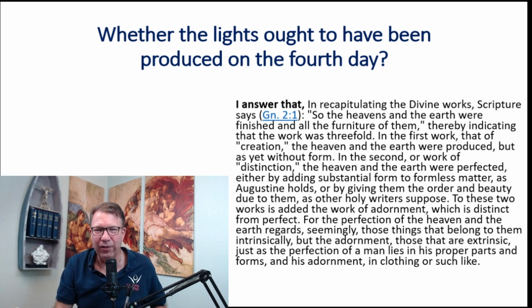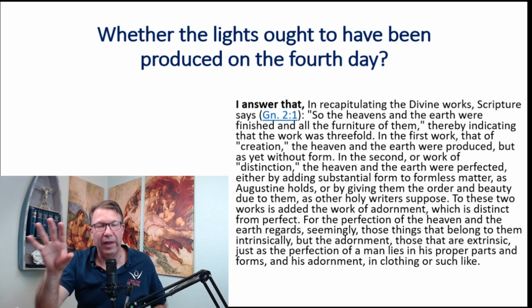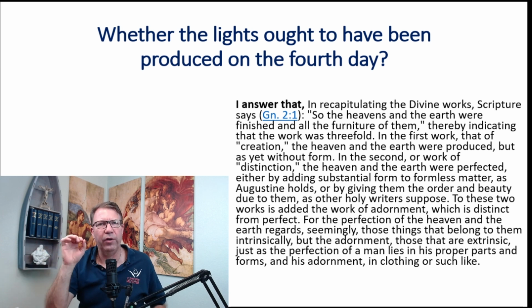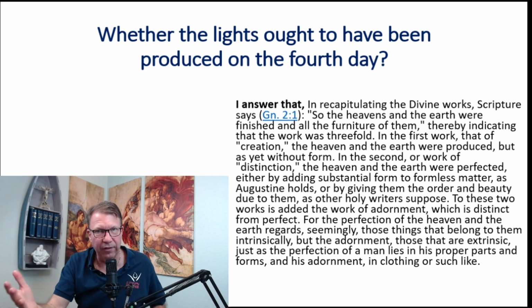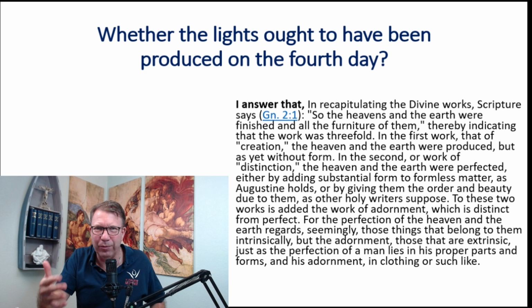"Therefore indicating that the work was threefold. In the first work, that of creation, the heaven and the earth were produced, but as yet without form." All right, so that's that first verse of Genesis where it says, "In the beginning, God created the heavens and the earth." But then in the second verse, it says, "But they were without form." Okay, it's kind of hard to explain exactly what that means, but that's what he's talking about here.